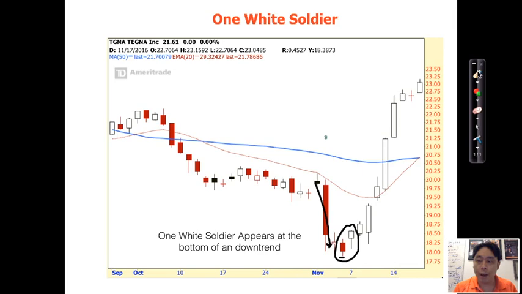Okay. So once you have that, you put a buy order just above the high of the candle, and a stop loss just below the low of the candle. So this is a buy order. That's my stop loss.